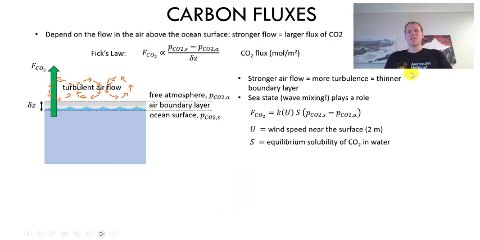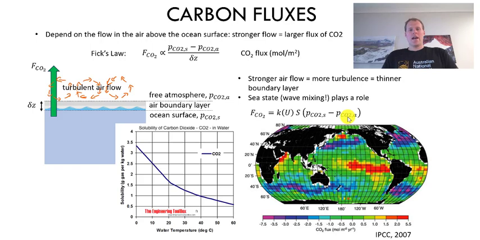The only real difference in the formula here is that we have a dependence in this constant. This constant out the front does not just depend on the wind speed, it also depends on the solubility. So basically, if CO2 is more soluble in the ocean, then that will enhance the flux for a given difference in partial pressures. And this is quite important to the distribution of the CO2 flux at the ocean surface, because it turns out that, like most gases, carbon dioxide is actually less soluble the warmer the water is.